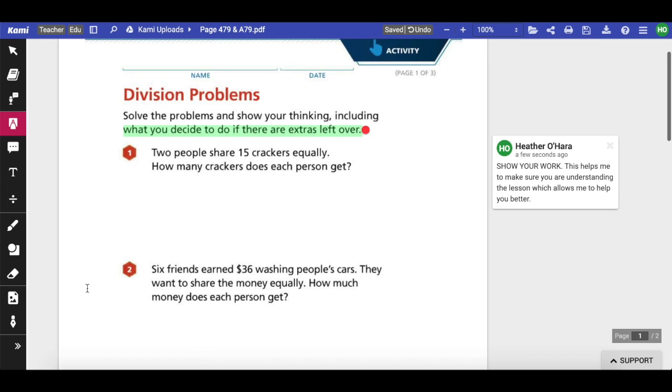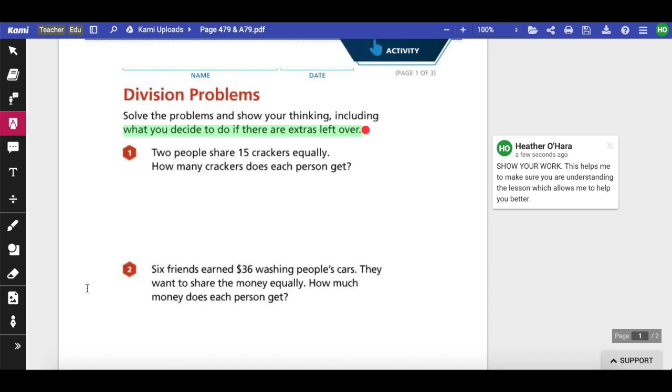So on page 479, it asks you to solve the division problems and show your thinking, including what you decide to do if there's extras left over. Just like we did with our mini lesson, it showed sometimes you need to include an extra group, just like with the cars. We needed to have 7 cars instead of 6 cars, since we needed to make sure everyone was able to go on the field trip, versus when we had the rows in a movie theater, it was only asking how many rows were completely filled up.